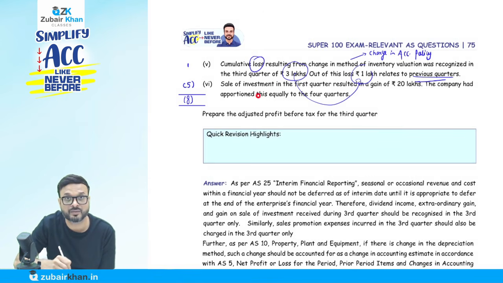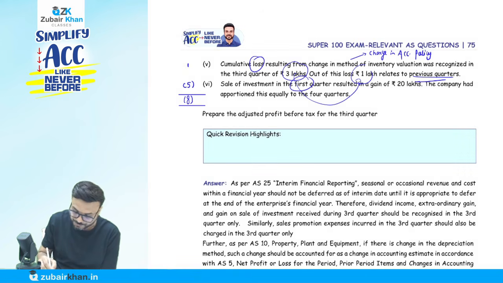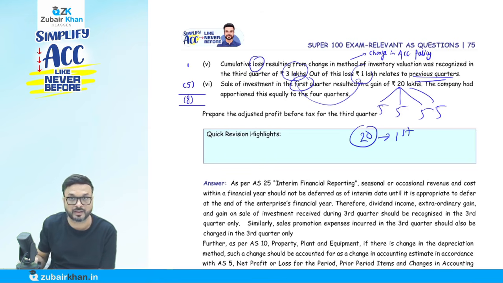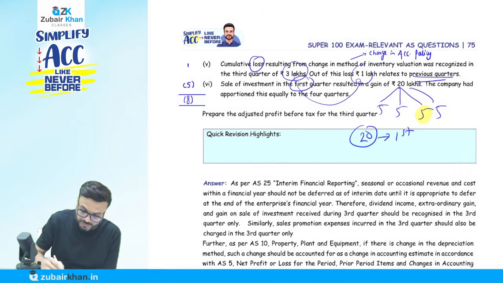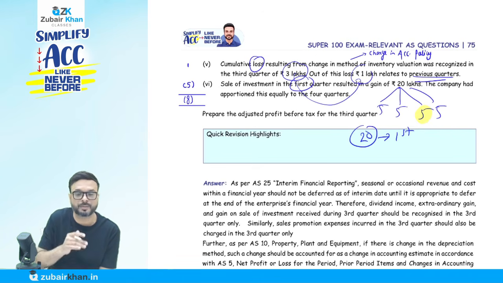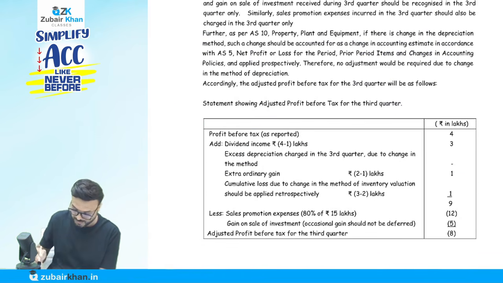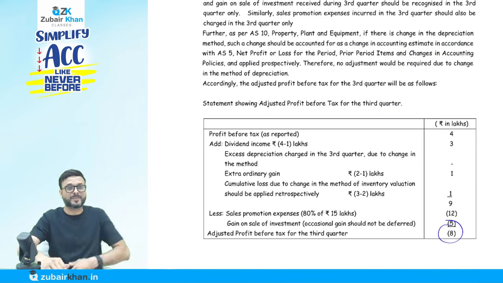The last one: sale of investment in the first quarter resulted in a gain of 20 lakh. The company had apportioned this equally, in the first quarter they say. So what have they done? 5, 5, 5. But the correct treatment is to recognize the complete amount in the first quarter only, because you made the gain in the first quarter. But we are talking about the third quarter here. In the third quarter we have recognized the gain, which should not be recognized. It should be recognized in the first quarter only. So these 5 we are going to reduce. It is a gain, so profit will be reduced. Negative 5. If you do the total, this comes to negative 8 here. You can see that here. Now, this is 7 marks.